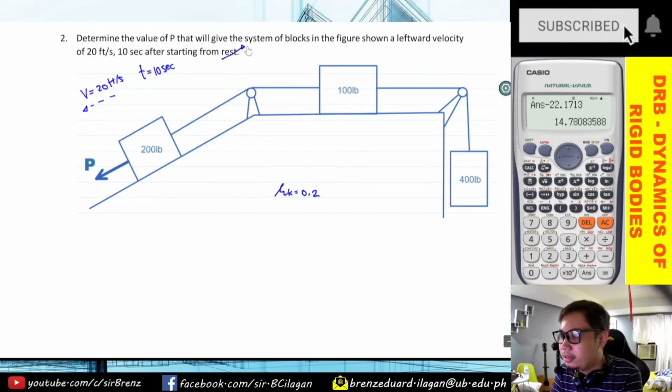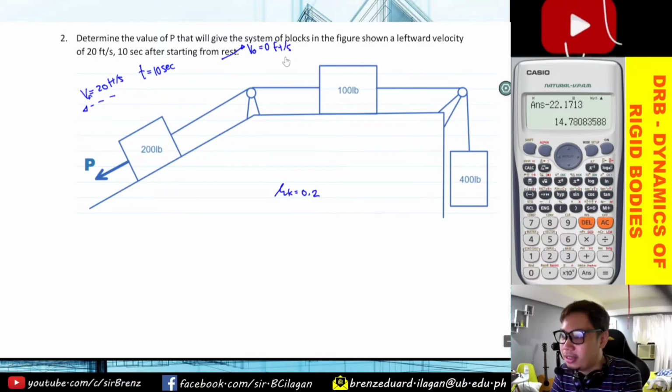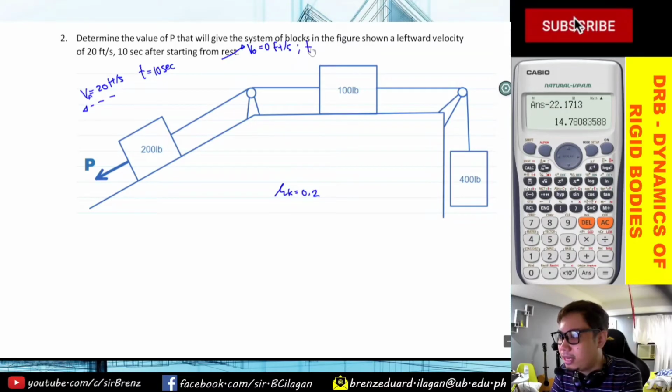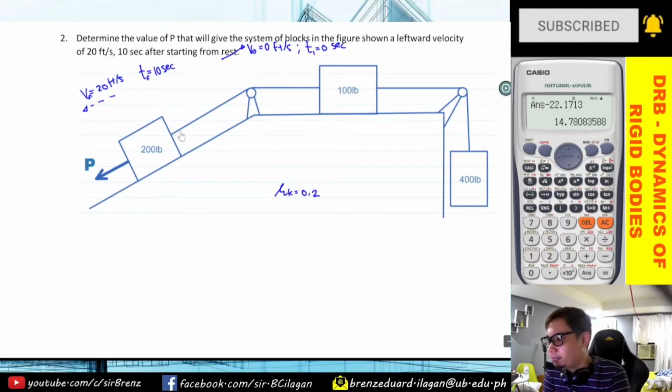Again, this starting from rest is our keyword to know the initial velocity, which is 0 feet per second. And from that, we know that the initial time will also equal 0 seconds. This is the final time. Okay?